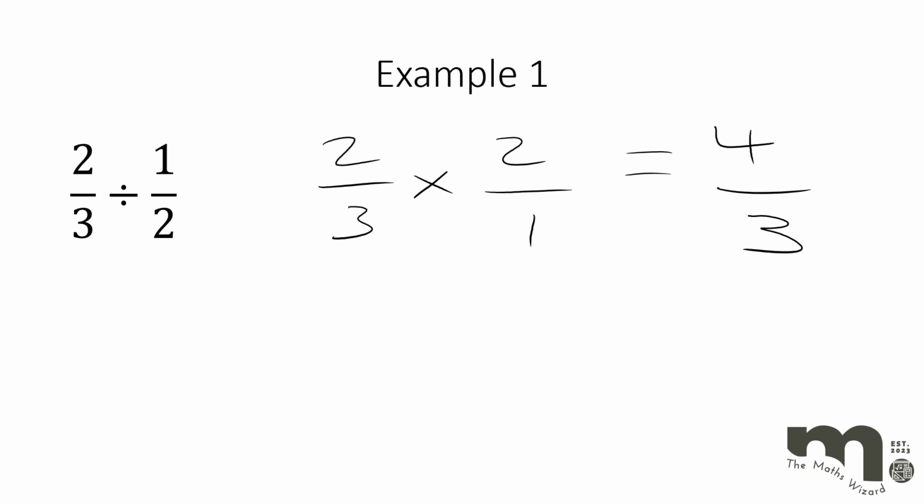So what we can do with this is we can turn it into a mixed number. So we would write that over 3, and remember there's one lot of 3 in 4, so we write that there, and then we have 1 left over.